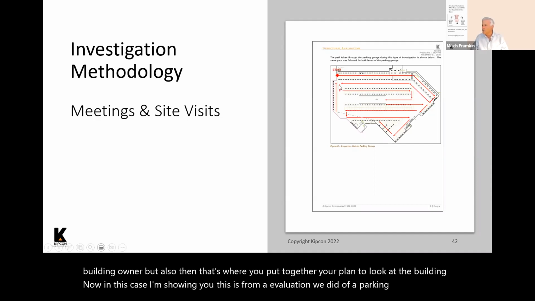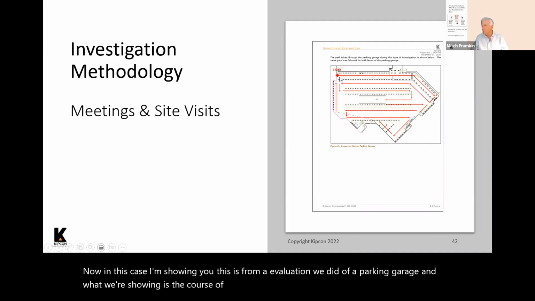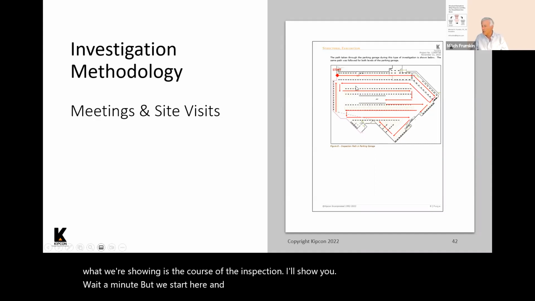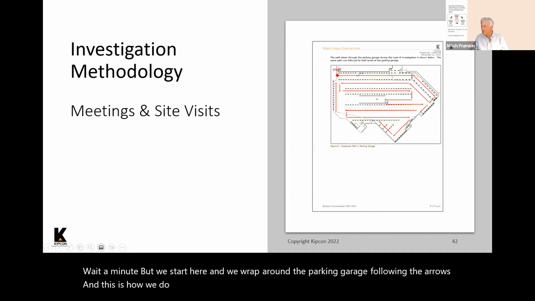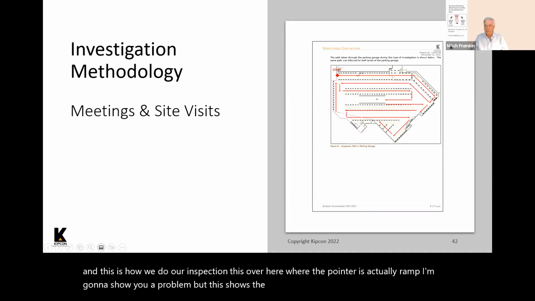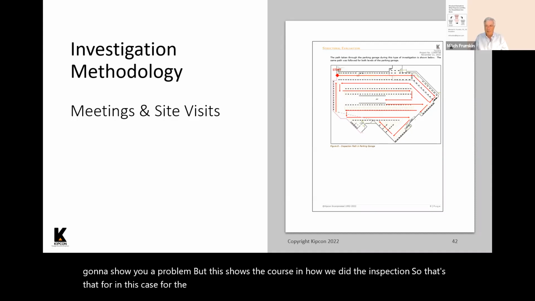And what we're showing is the course of the inspection. I'll show you why in a minute, but we start here and we wrap around the parking garage following the arrows, and this is how we do our inspection. This over here, where the pointer is, it's actually a ramp, and I'm going to show you a problem, but this shows the course and how we did the inspection. So in this case, we're in a plan looking down at a parking garage.